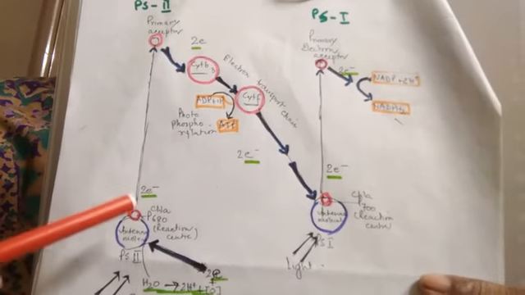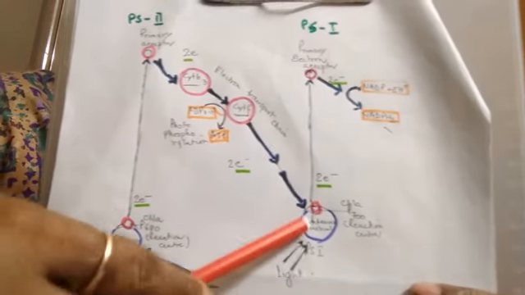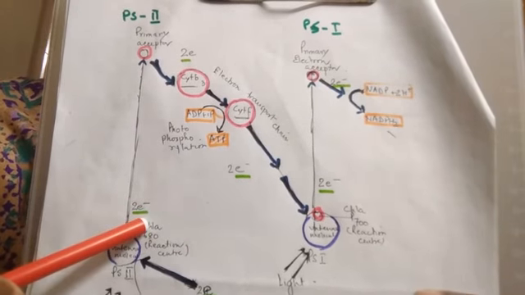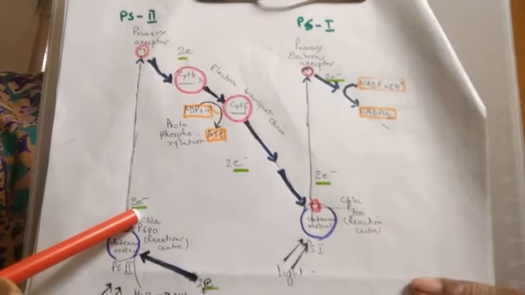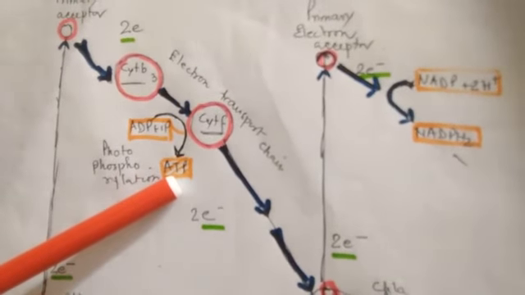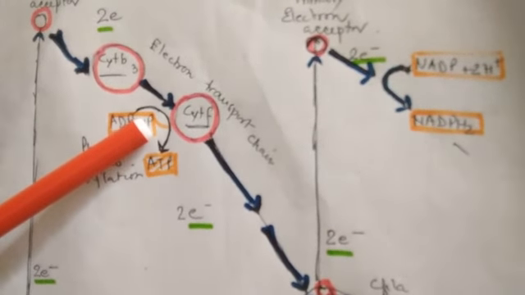You can see here non-cyclic photophosphorylation, the scheme appears to be Z-like, so it is also called the Z scheme. Now what is photophosphorylation? The formation of ATP. This formation of ATP from ADP and inorganic phosphate is phosphorylation.